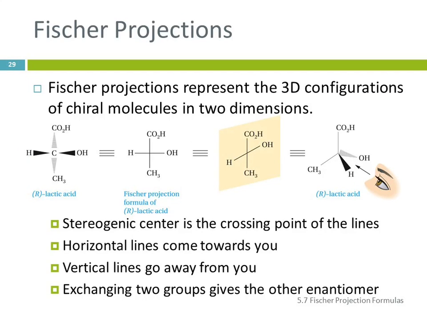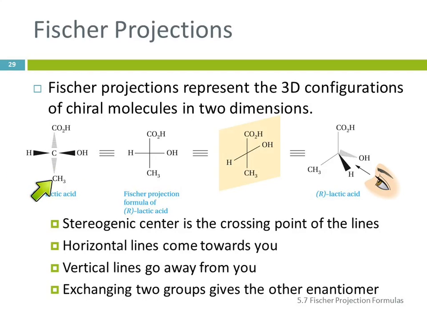Fischer projections are a way to represent three-dimensional configurations of chiral molecules in 2 dimensions without drawing wedges and trying to visualize stuff. So we've learned how to look at these. Here the dashed lines are going behind the screen. They're receding, and the solid ones are coming out at us. And so this gives us a way of looking at the configuration in 2 dimensions.